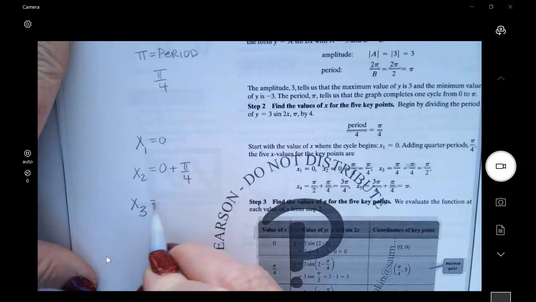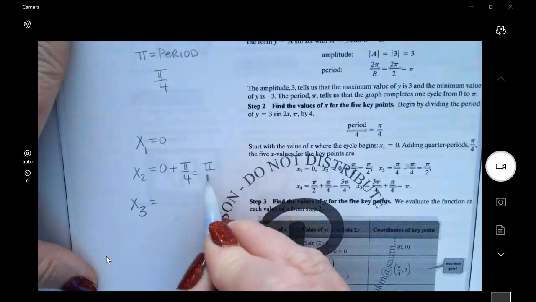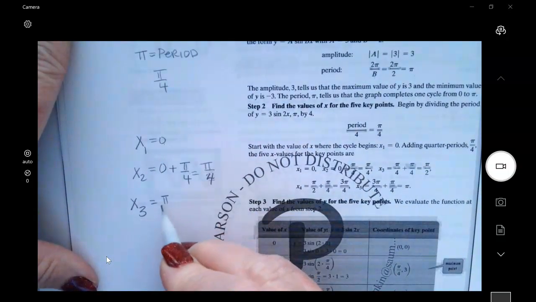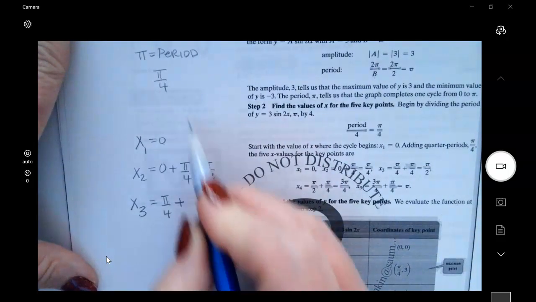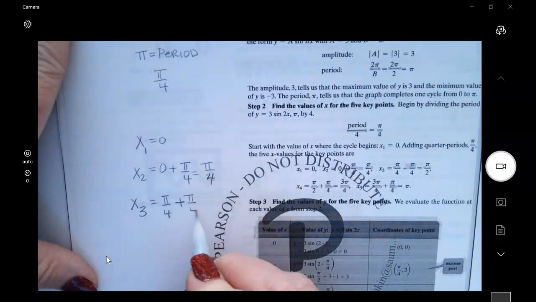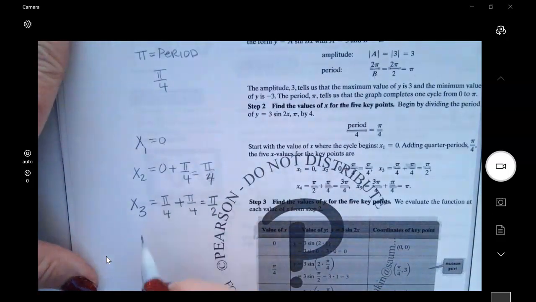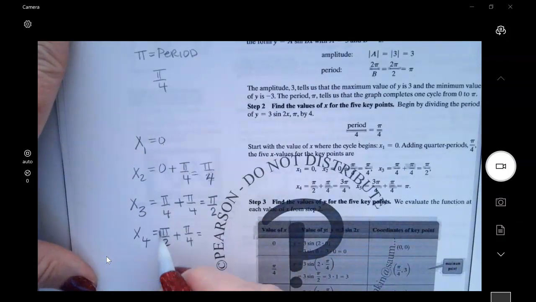The third value, you're going to take the answer from here, pi over 4, and we're going to add another pi over 4 to that. So it's going to give me 2 pi over 4 or pi over 2. Your fourth point, you're going to have pi over 2, and you're going to add another pi over 4. And if you change this one back to 2 pi over 4 plus pi over 4, you're going to get 3 pi over 4.